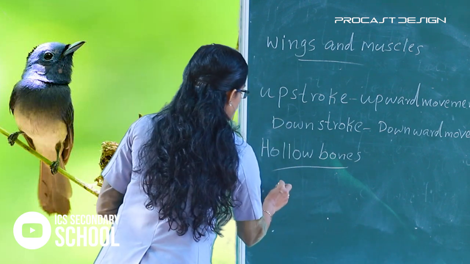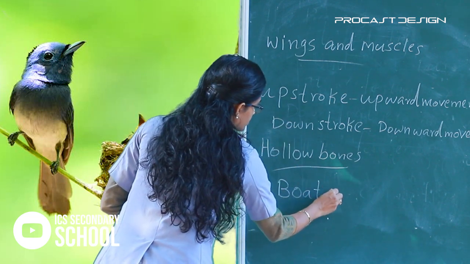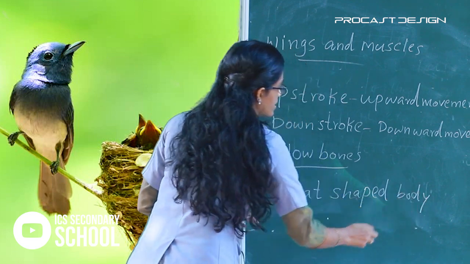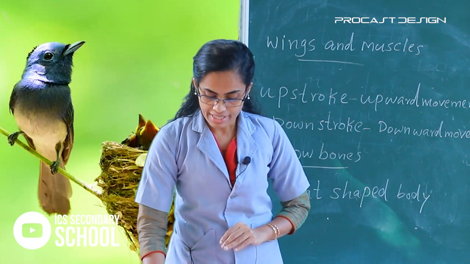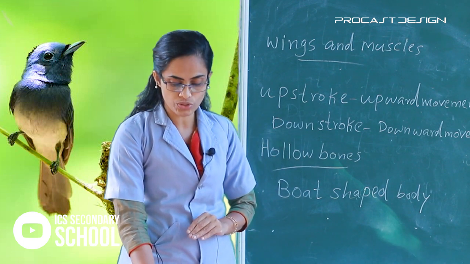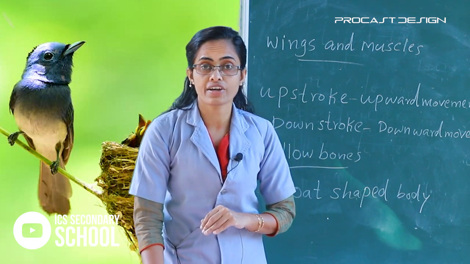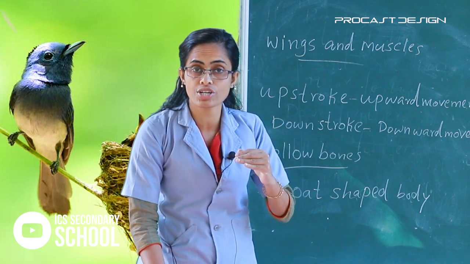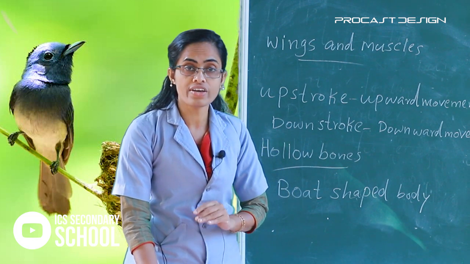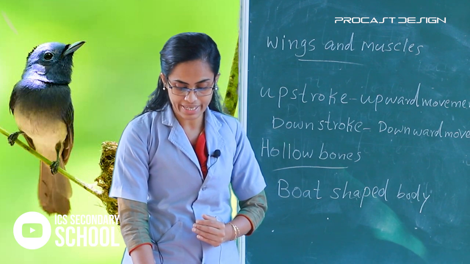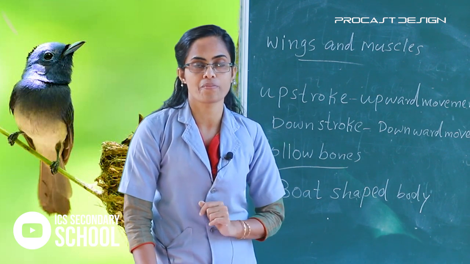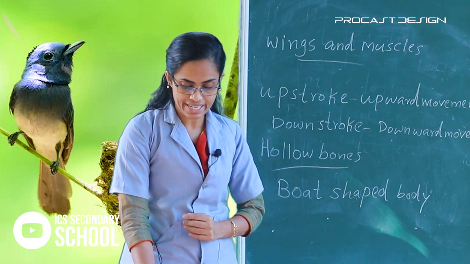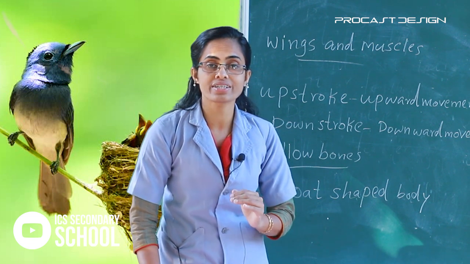Boat-shaped body, you know boat shape. Its boat-shaped body helps a bird to move through the air while flying. Its tail helps to change direction during flight. Remember, always watch birds quietly and from a distance so that you do not scare them.